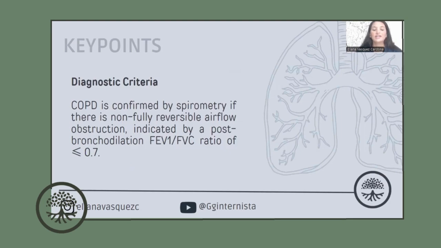The key test for diagnosing COPD is spirometry. In the right clinical context, which we've just discussed in the definition and causes, spirometry is crucial. It measures how much air you can breathe out and how fast you can do it. If the results show non-fully reversible airflow obstruction, specifically an FEV1 over FVC ratio of less than 0.7 after using a bronchodilator, this confirms the diagnosis of COPD.